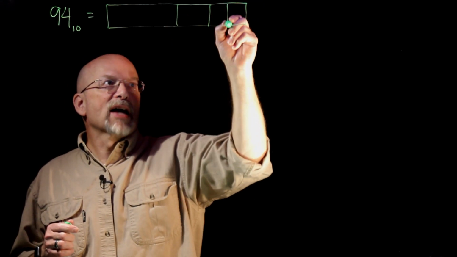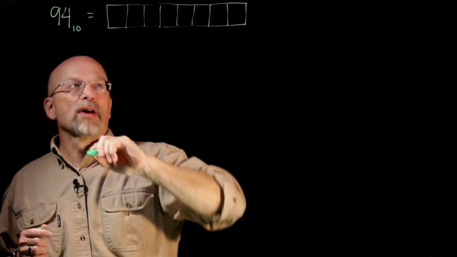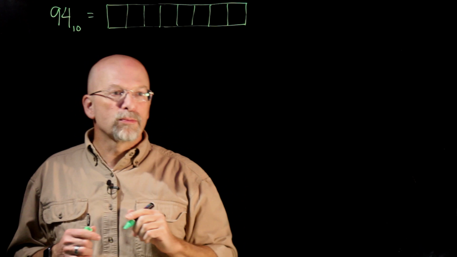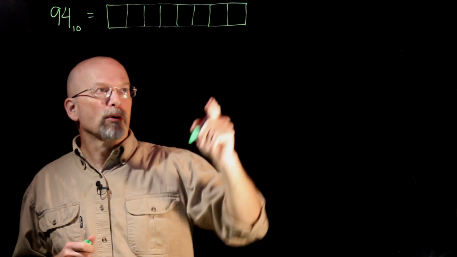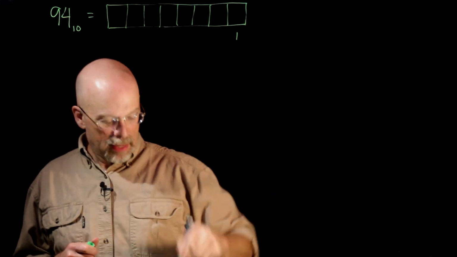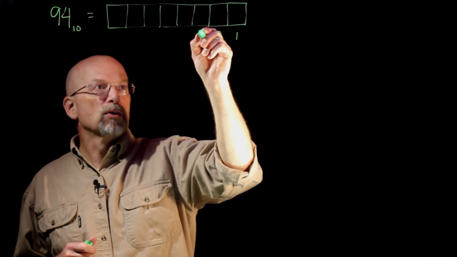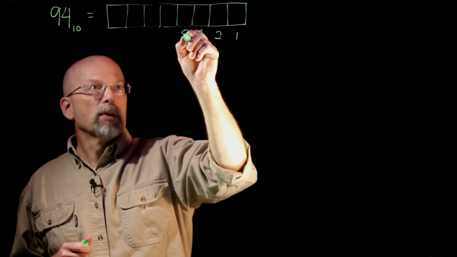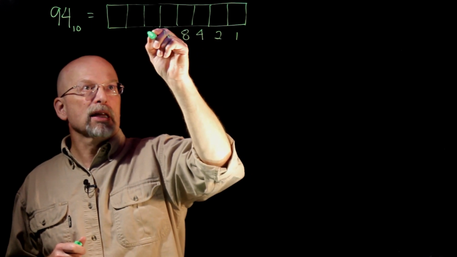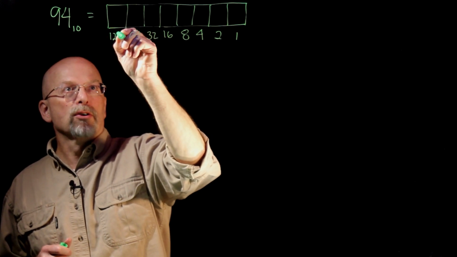Remember that if I've got 8 bits to represent the decimal value 94, each one of those bit positions represents a different power of 2, starting with the least significant bit, which is 2 to the 0, or 1. Then the next bit position, which is 2 to the 1, which is 2. And then we have 2 to the 2, which is 4. And then we have 8, 16, 32, 64, 128.